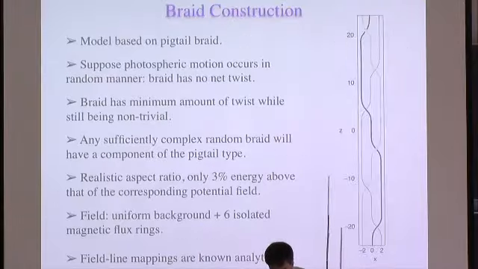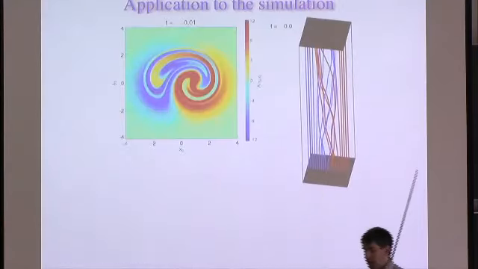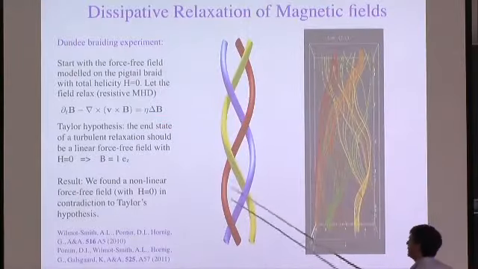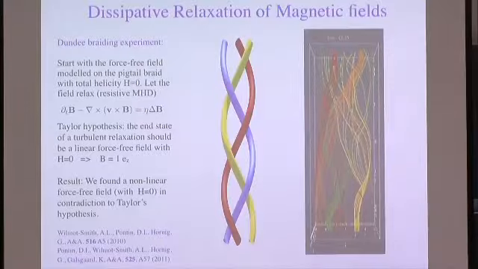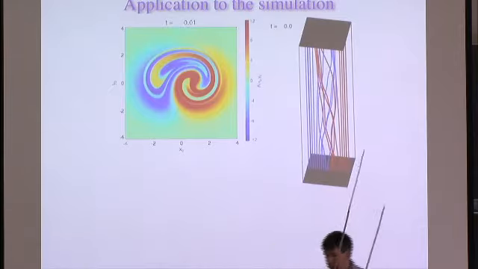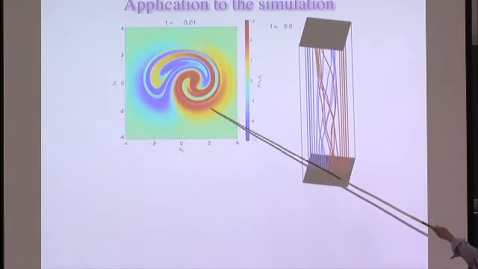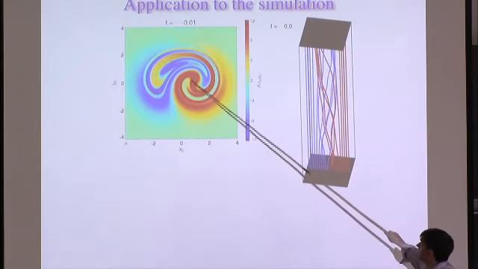Okay, so now I show you the result. This is for our standard example for this braid, which is modeled on this kind of pigtail braid. The corresponding flux function in a cross-section on the lower boundary. You see that it's quite a complicated structure.